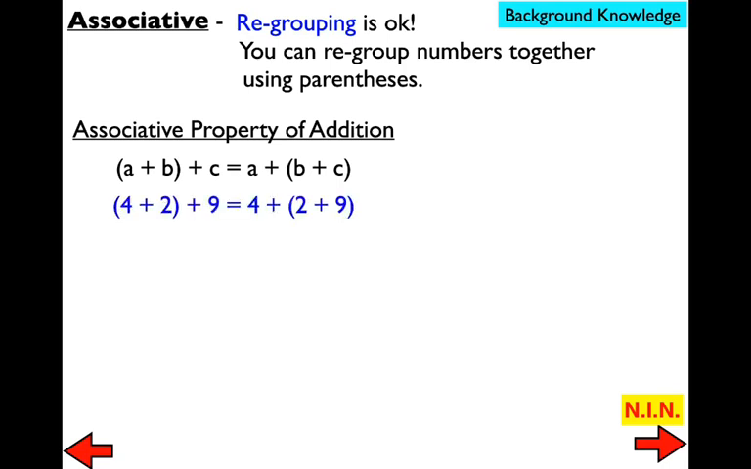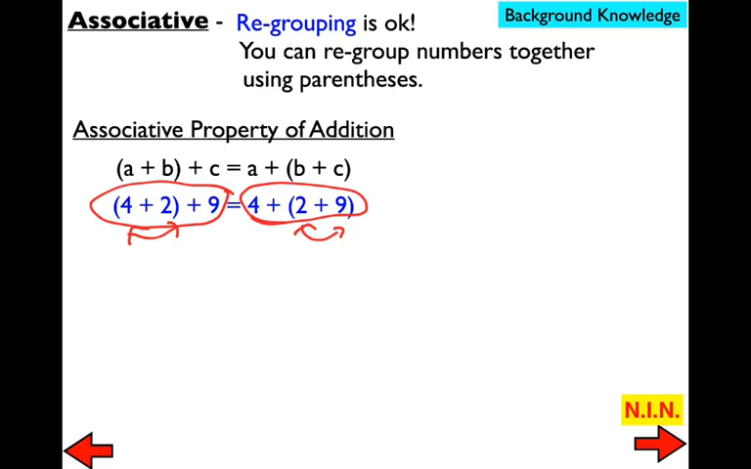With numbers, it would look like that. That would be an example. So notice that on the left, we're grouping the 4 and the 2 together. But in the second expression, we're going to instead group the 2 and the 9 together. Notice in both sides, though, we have the 4 and the 2 and the 9.